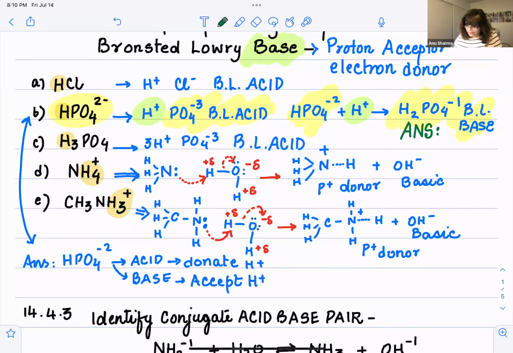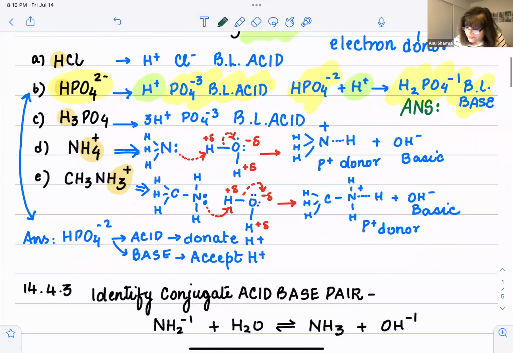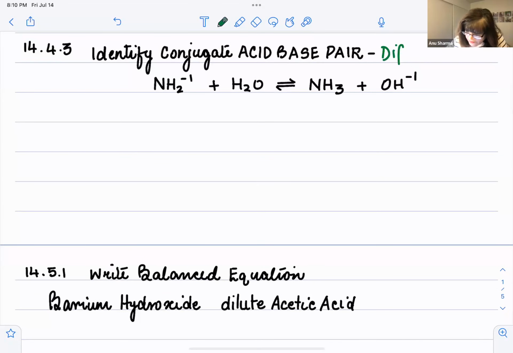This is the answer, okay? Next, identify the conjugate acid-base pair. Remember, a conjugate acid-base pair is a difference of one hydrogen ion. Either give or take, doesn't matter. So let's look at the scenario.